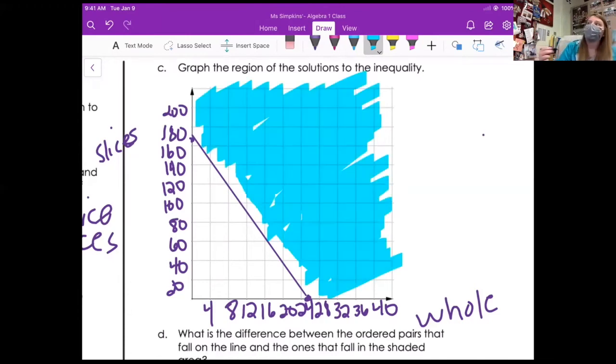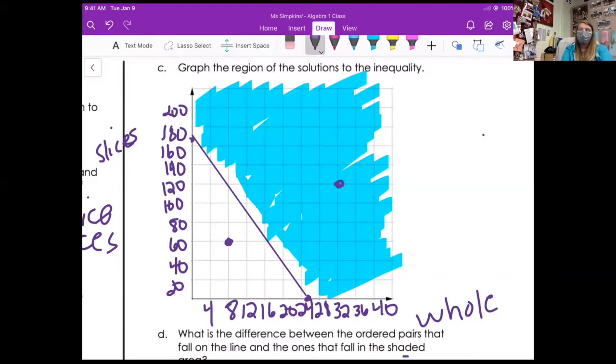Because if you think about it, if I pick any of the points in here, like if I sold 8 cakes and 60 slices, 8 whole cakes would be 160. 60 slices would be 180. 160 and 180 would not give me that $500. But if I pick a point over here, 120 slices and 32 cakes, that would give me above that $500.